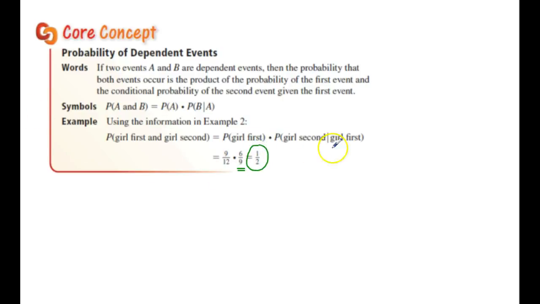So I can use the second probability that we're looking at, where something has changed. My denominator is different. My total sample space is different.